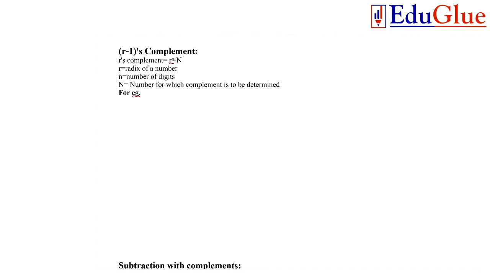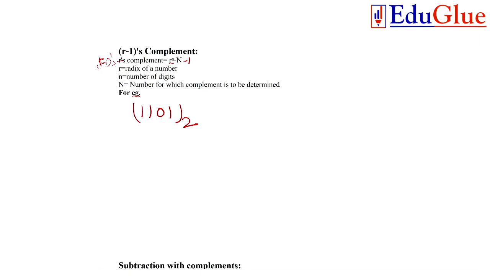In the same way, we can perform r minus 1's complement. For r minus 1, the formula is, sorry, I forgot to write, r raised to n minus 1. So here, let's take another example, 1101 base 2. For this we need to find out the r minus 1's complement.